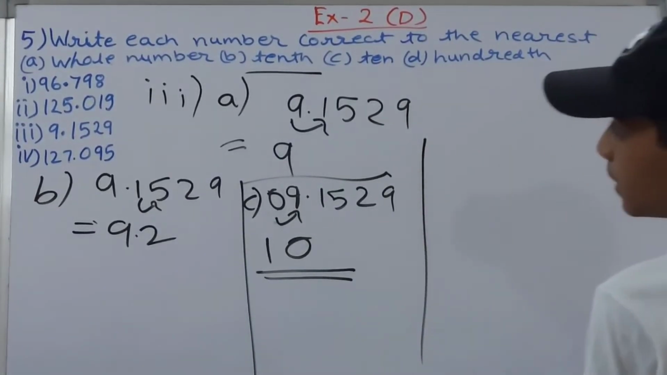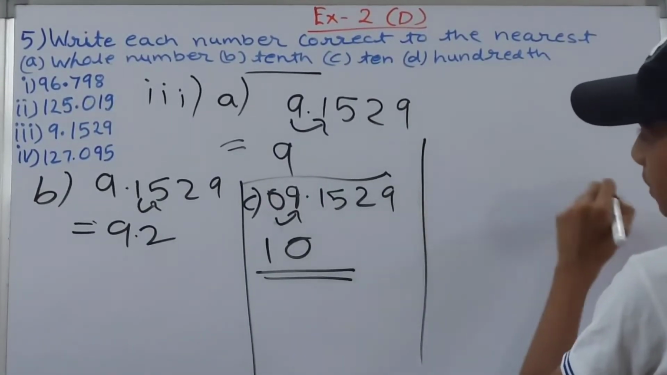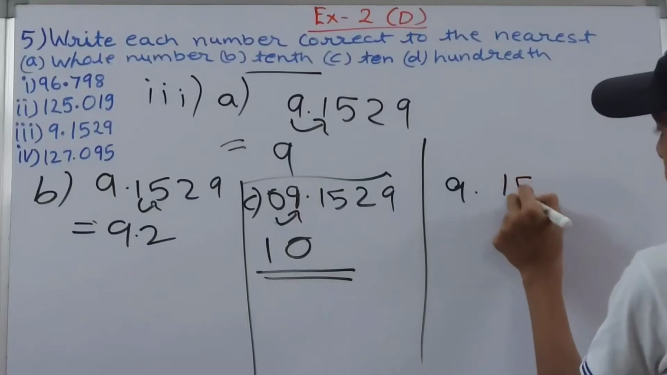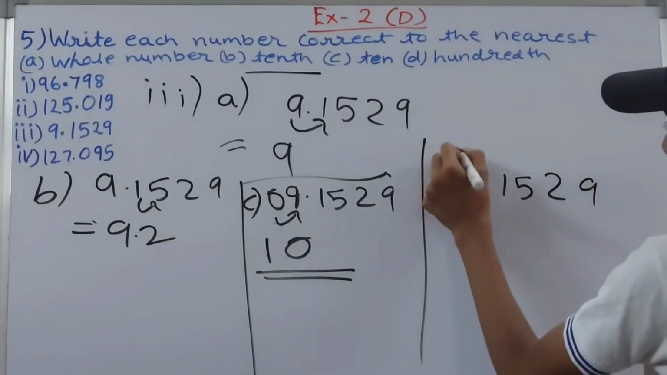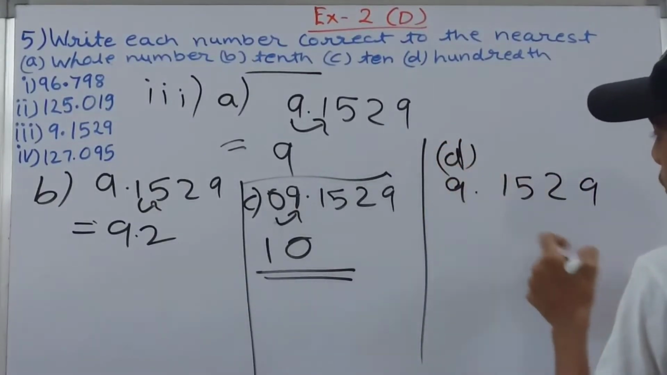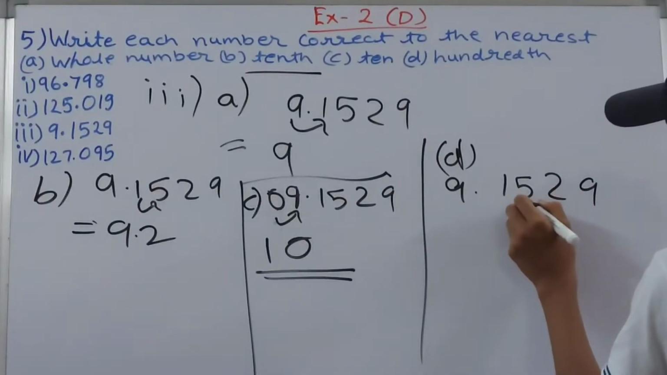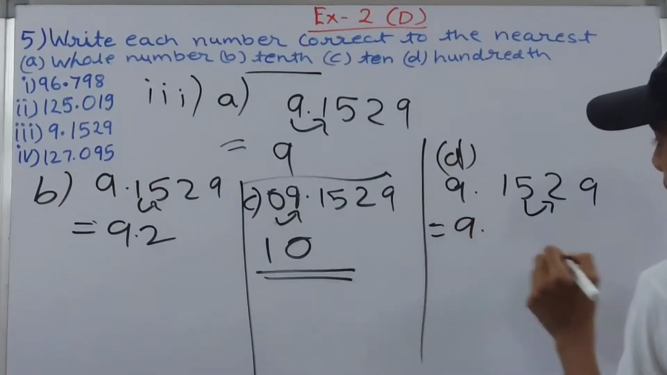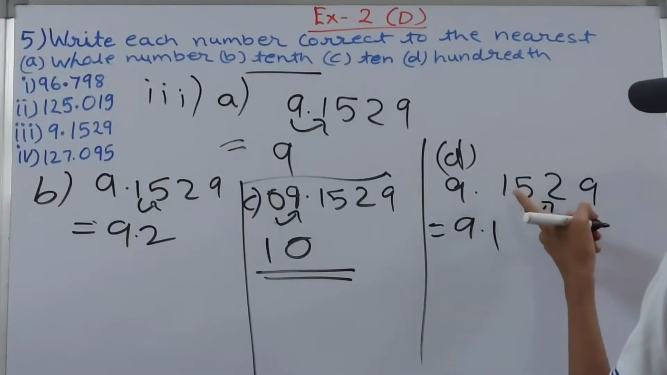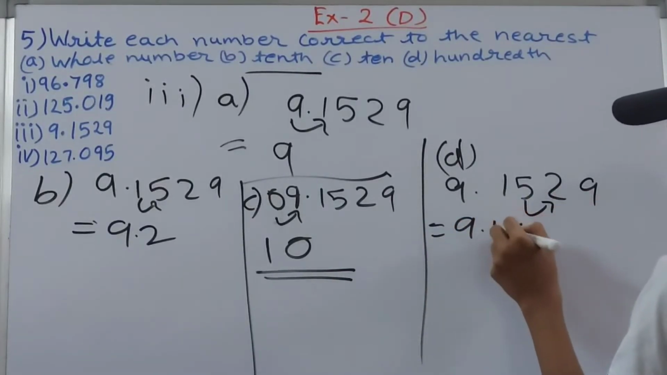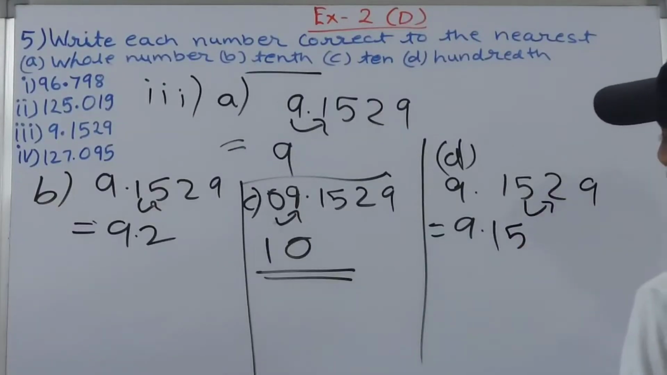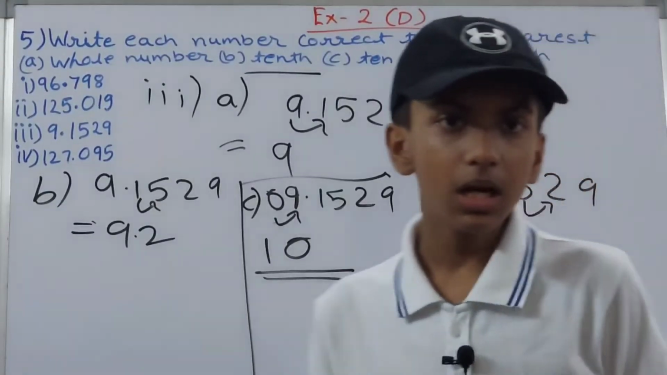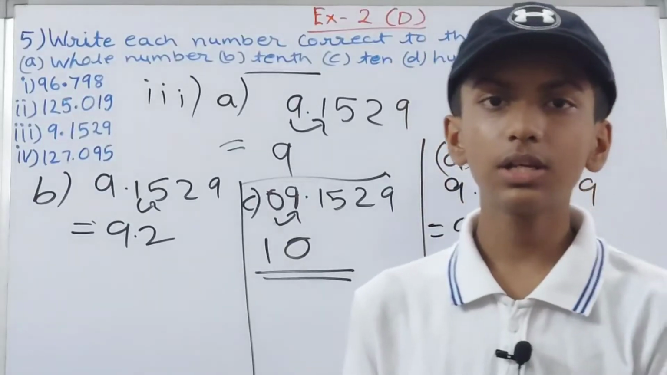Then what do we have next? We have 100th, right? So 9.1529. This is the D1, right? So 9.1529, so the digit at the 100th place is 5, to its right is 2. So this becomes 9.1 and 5, you can see 2 is less than 5, so 5 will stay as it is and 2, 9 will be dropped. So 9.15 becomes our answer. Now let's move on to the next part.